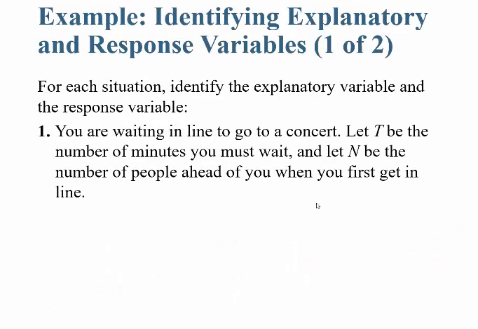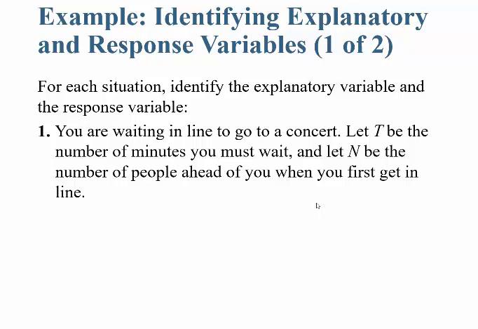All right, let's do an example of identifying these explanatory and response variables. For each situation below, identify the explanatory variable and the response variable. You're waiting in line to go to a concert. Just imagine you're in line at the gate to go to a concert. Let T be the number of minutes you must wait to get into the concert, and let n be the number of people ahead of you when you first get in line. Which variable, n or T, do you think explains the other one?